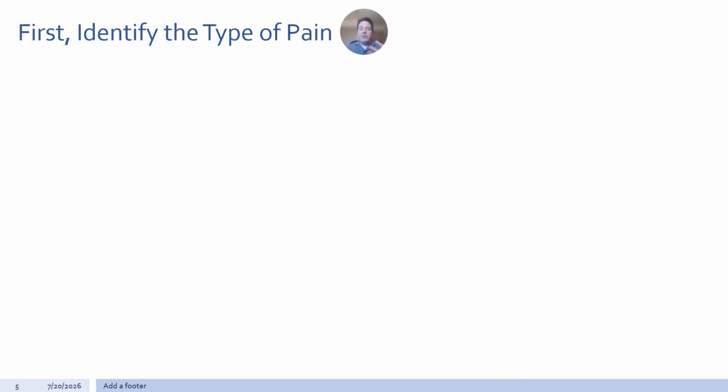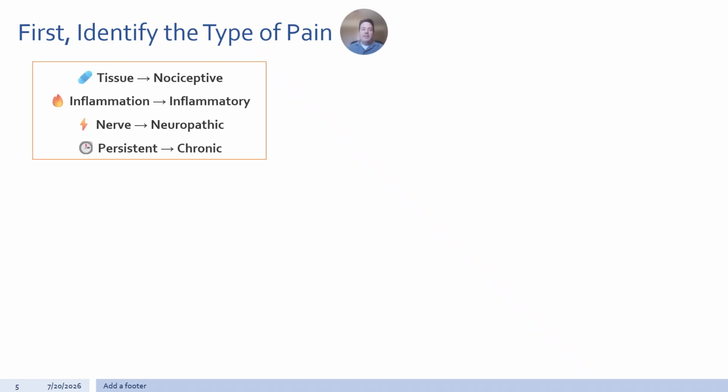Before we can choose the right kind of pain medication, we need to ask what kind of pain we're treating. Are we looking at a swollen postoperative knee, a burning diabetic foot, or chronic low back pain? They could all be rated 8 out of 10, but that doesn't mean they should all receive the same type of medication. So what's causing the pain? How long has that pain been occurring? So first we want to identify the type of pain.